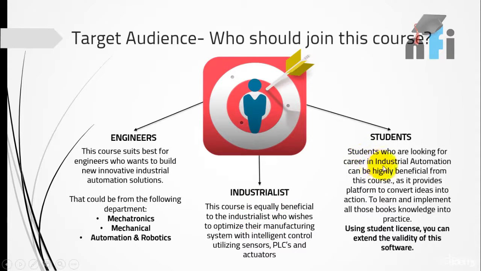And for students who are looking for a career in industrial automation. Imagine yourself as a student. In colleges, we all know that we don't have much hardware available to practice the logic. If you have software in which you can build your hardware, using some simple mechanics you can build conveyor systems and then control them. This will be a different form of learning. It is like bringing industries into the classroom, into your laptop, your computer. So this is highly beneficial for students looking for a career in industrial automation. And we have a student license by which you can extend the validity of the software. This will be explained later on.